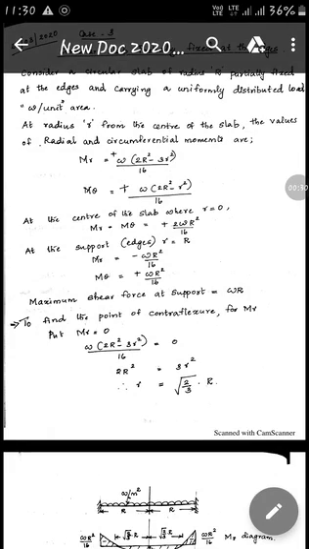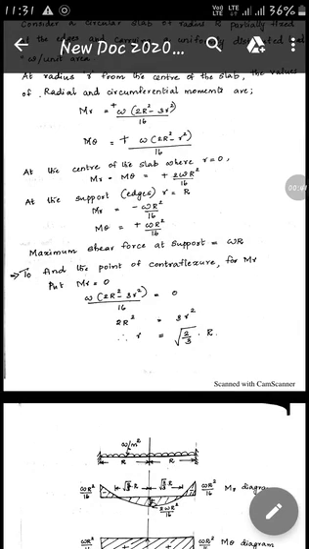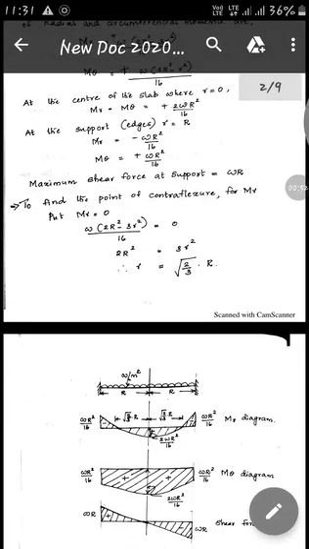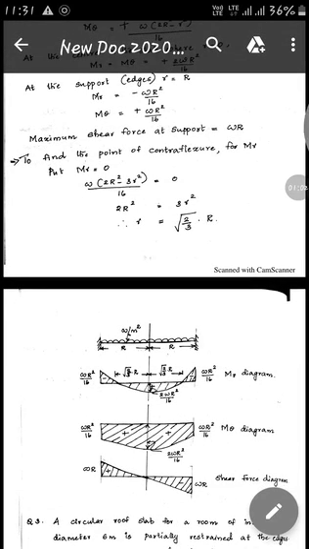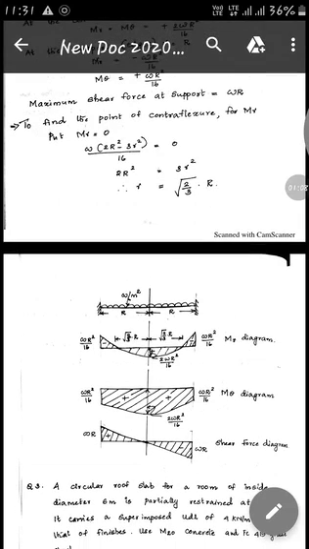At a radius small r from the center of the slab, the values of Mr and M theta are as follows. Mr equals W(2R² − 3r²)/16. The value is positive. Similarly, M theta equals W(2R² − r²)/16. That too is a positive value. And at the center of the slab, small r will be equal to 0. So at the center, Mr equals M theta equals plus 2WR²/16.